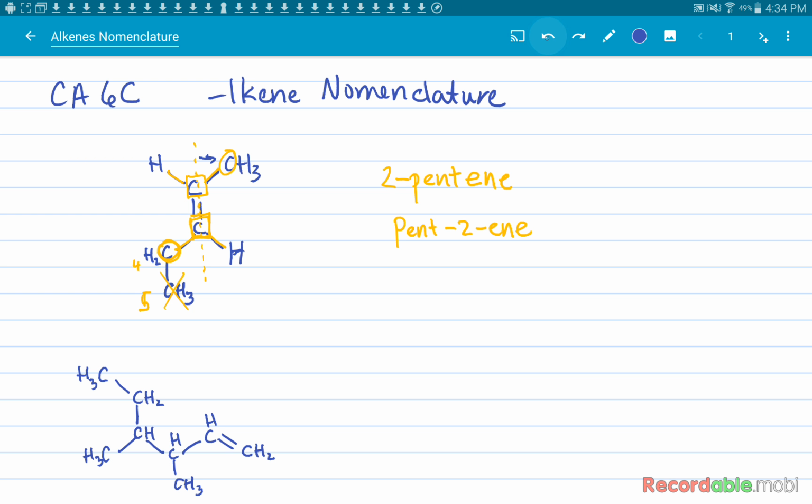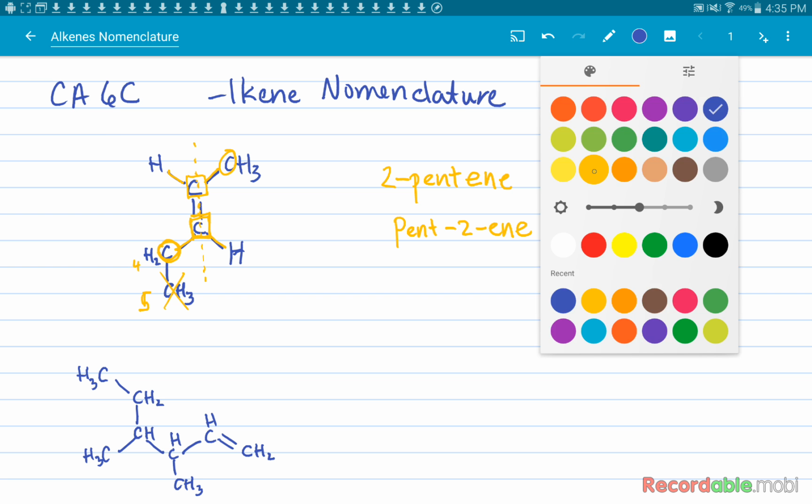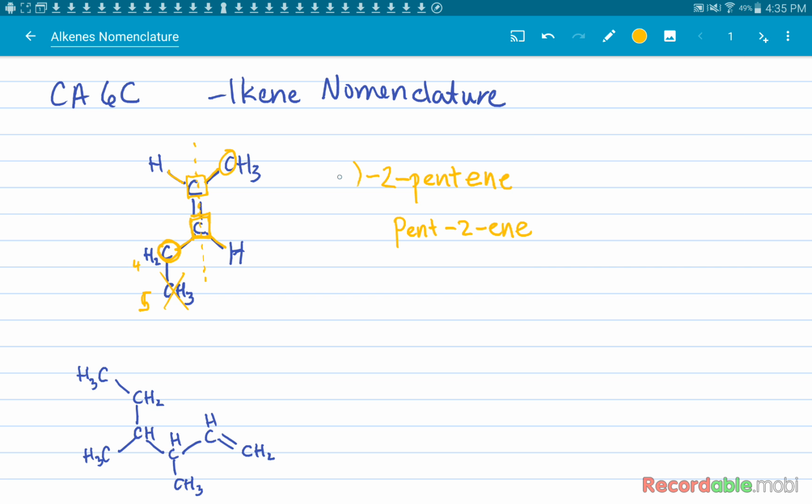And since they're on opposite sides, they're not on the same side, so we'll have to remember it's E. I think I'll do that in the same color. Switch back to that other color. So we put a capital E in parentheses and then another hyphen, hyphens between letters and numbers. Okay, so that's (E)-2-pentene. That is the correct name.